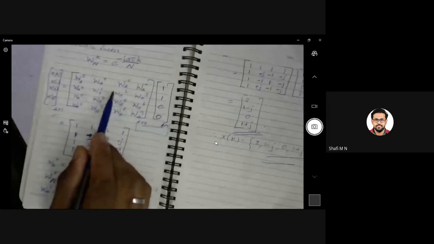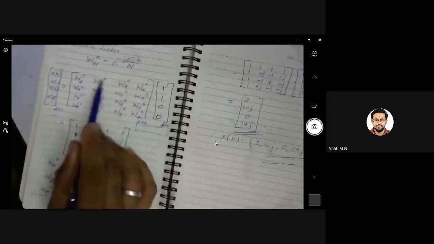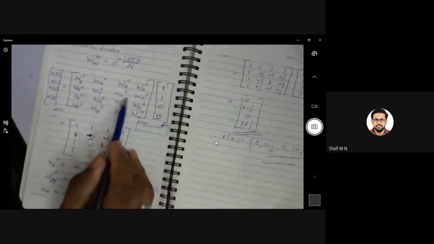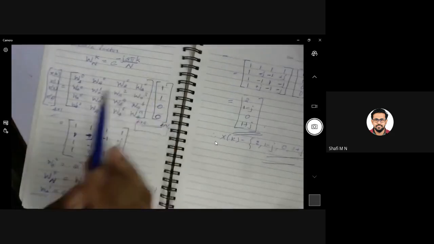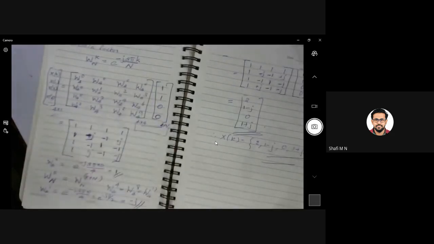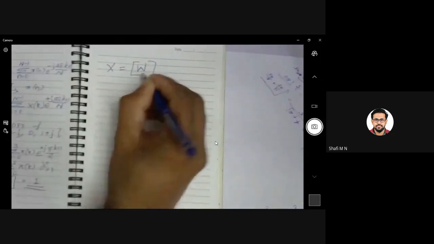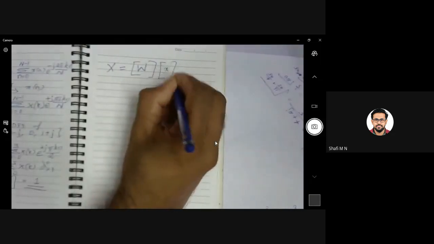So this was the matrix. Okay, so this is the matrix that I used to calculate the DFT. The inverse of this matrix can be used to calculate the IDFT. So for example, the matrix we have calculated is referred to as the W matrix. If I have to calculate capital X, what we did was W into small x matrix.